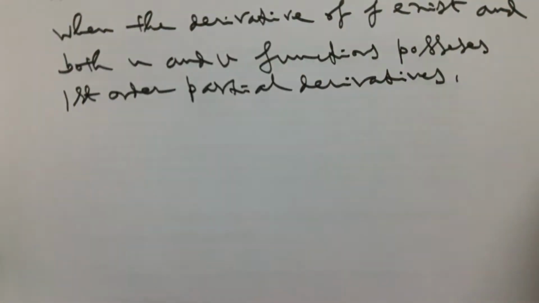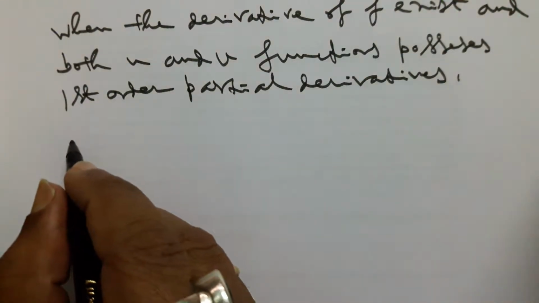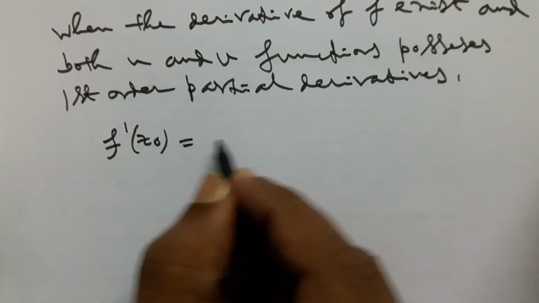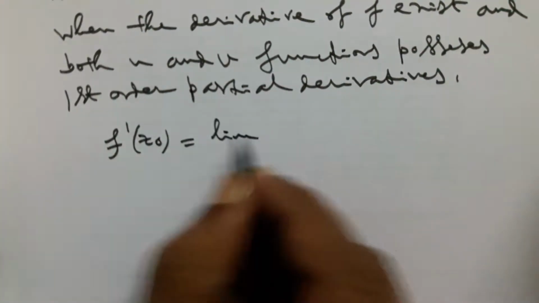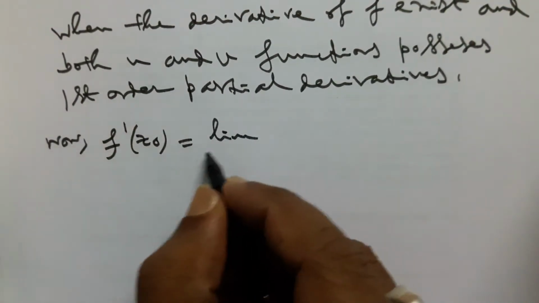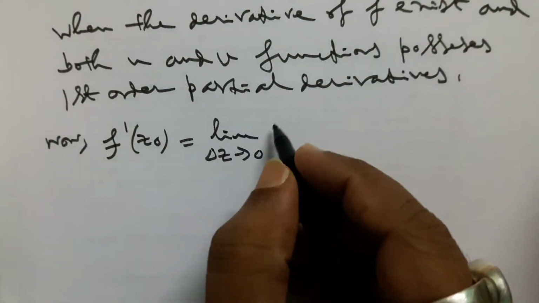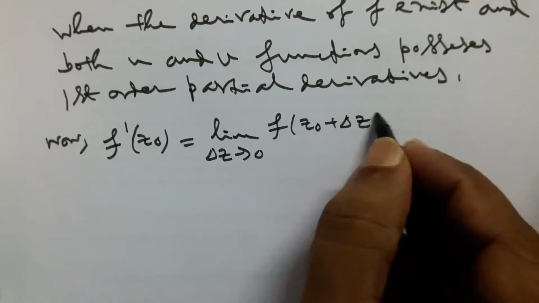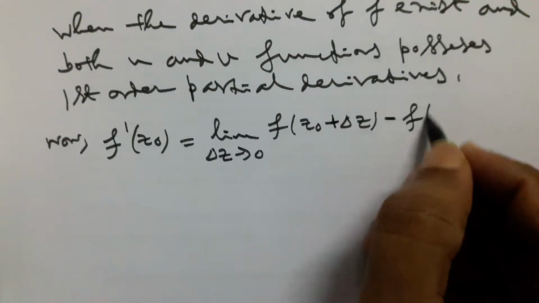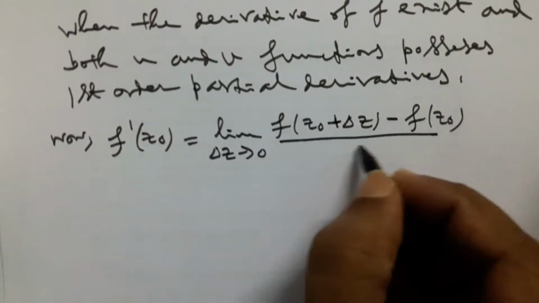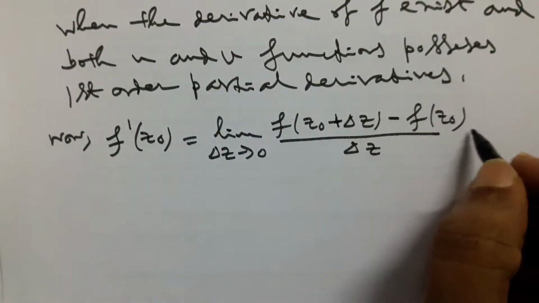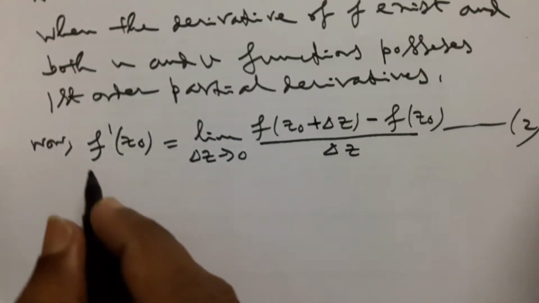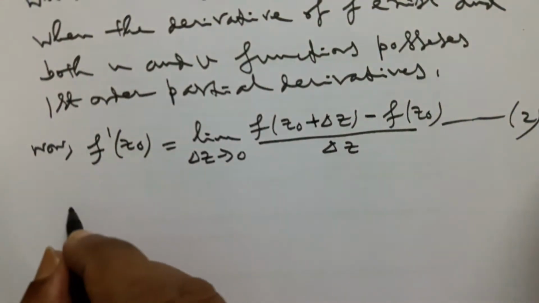Now f dash z is the derivative. The derivative at the point z0, f dash z0, is equal to, by definition, the limit as del z tends to 0 of f of z0 plus del z minus f of z0, divided by del z. Taking it as equation number 2, and this limit exists.